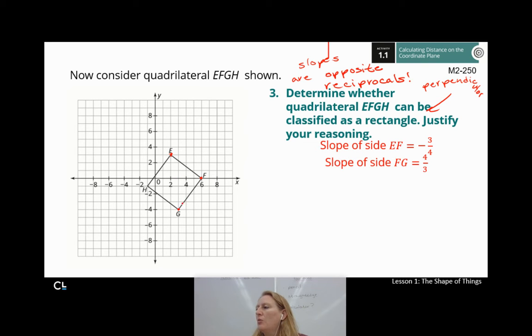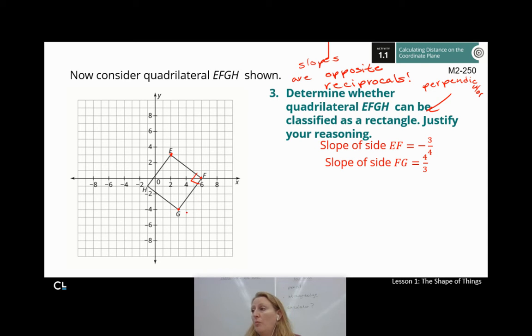So it looks like the slope here is +4/3. This is already a good sign, isn't it? Because I can see that these two are opposite reciprocals. I can see that that's a right angle. So that's a good sign.